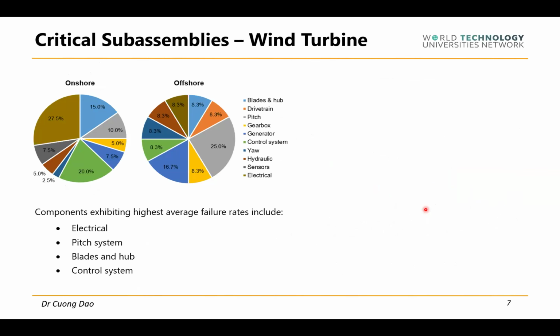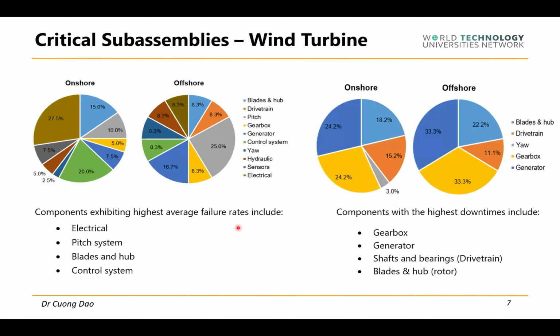For example, here we can see the critical sub-assemblies in terms of failure rate, which is a term in reliability engineering. Some of the subsystems here are electrical, pitch, control, blades, and hub. Essentially, this is the rotor or control system. But in terms of downtime from failures, we have other subsystems, for example the gearbox, which is a very important component within the turbine, the generator, which generates electricity for us, and other mechanical parts in the rotor as well. Those are examples of how we can apply reliability analysis to identify critical components.